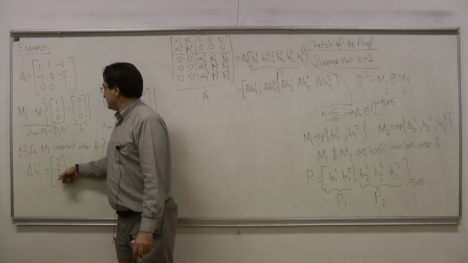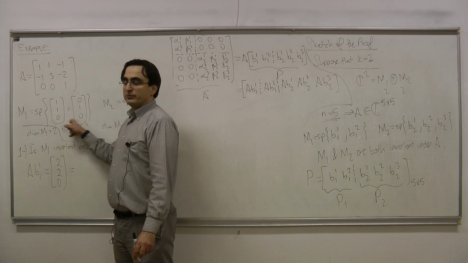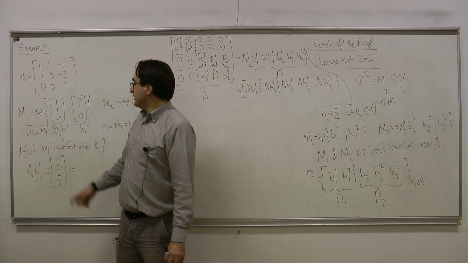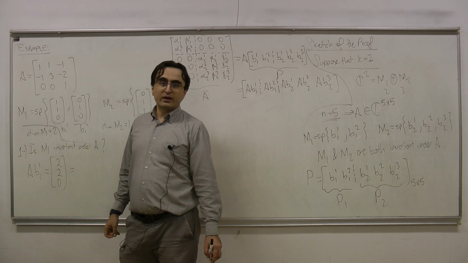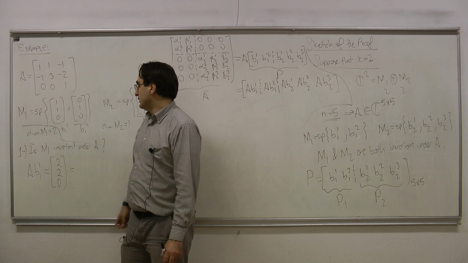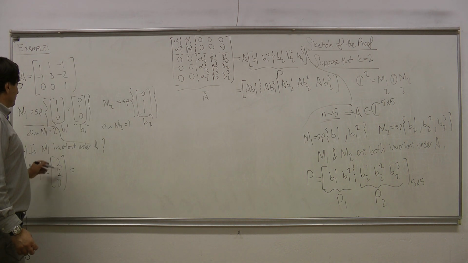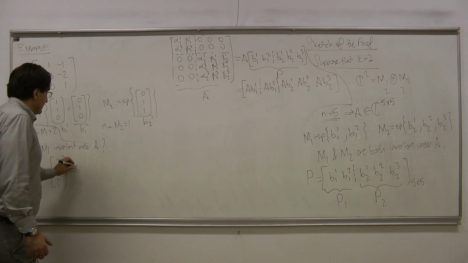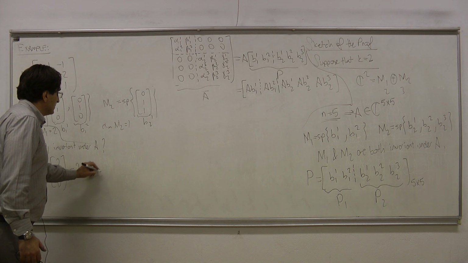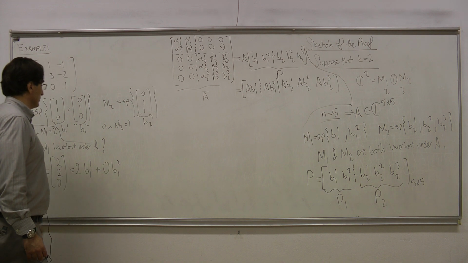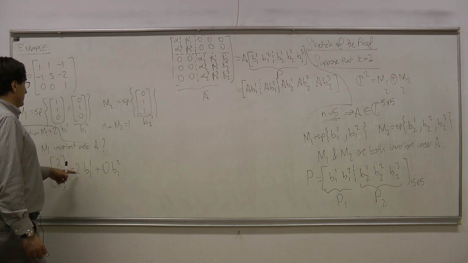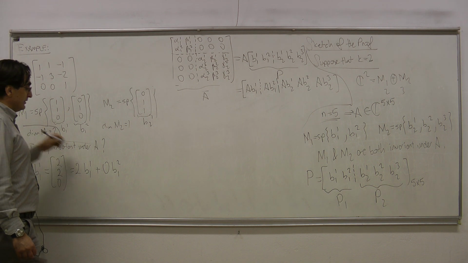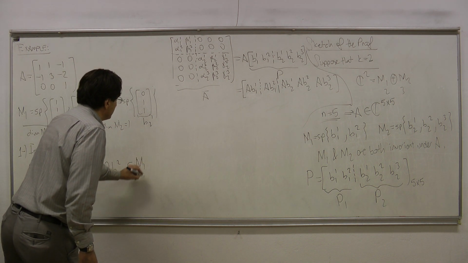The question is, can I write this vector as a linear combination of these two basis vectors? Any vector inside M1 can be written as a linear combination of these two basis vectors. Okay? So this (2, 2, 0), of course, can be written as a linear combination of these two vectors. And it is 2 times B11 plus 0 times B12. Okay? And you see that because this vector is a linear combination of the basis vectors, it is inside this span. That means this vector is in M1.